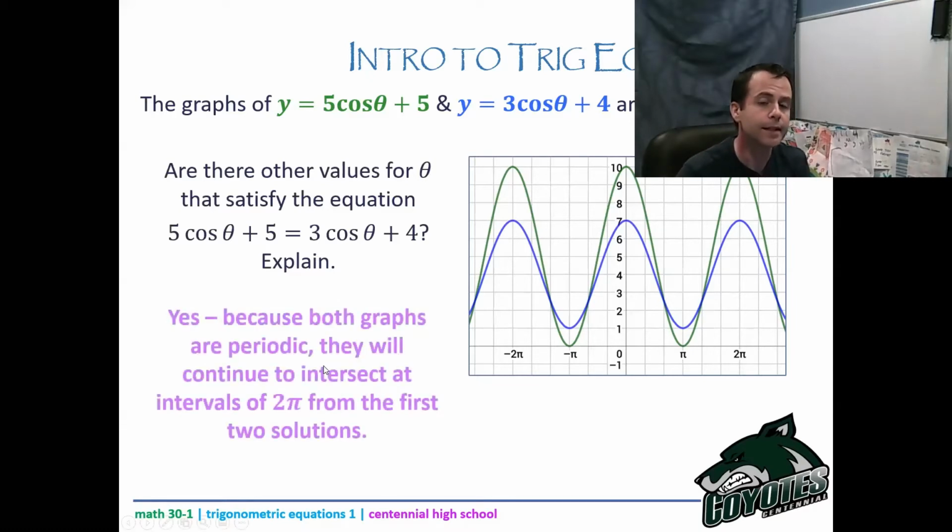So I said yes, because both graphs are periodic, they will continue to intersect at intervals of 2 pi from the first two solutions. So remember, we talked a couple lessons ago about general solutions when we were talking about the asymptotes, actually with tan. And even before that, we started talking about general forms of coterminal angles. So we always want to state our first positive. So that would be this one here. That one there is 2 pi.